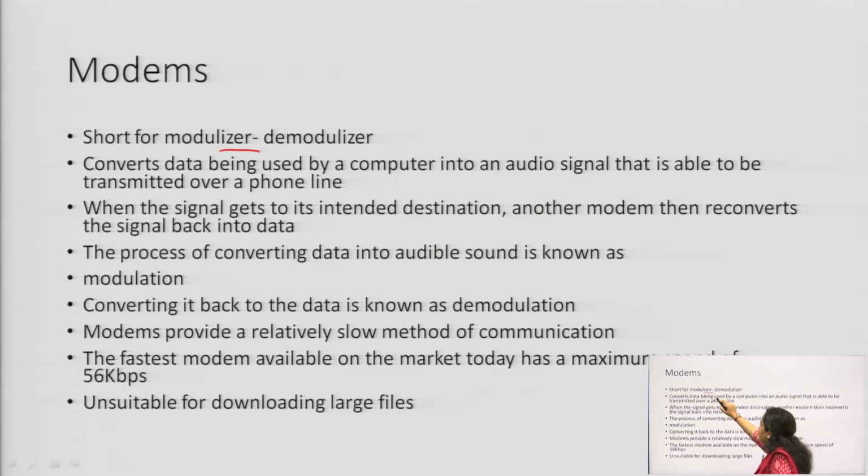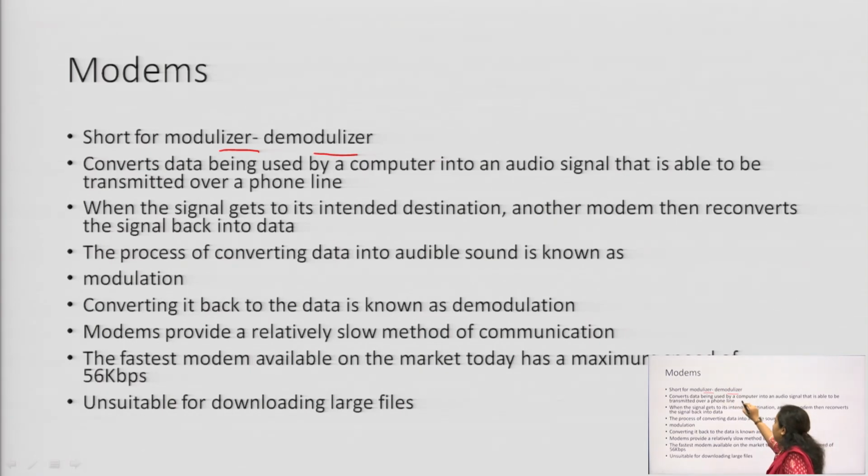In short form, it is known as modulizer or demodulizer. The modulation done at the transmitter side has to be performed in reverse at the receiver side. The same carrier signal has to be used at the receiver side in case of demodulation. Why? To maintain synchronization. If I use a different carrier signal, then the synchronization will not be maintained.